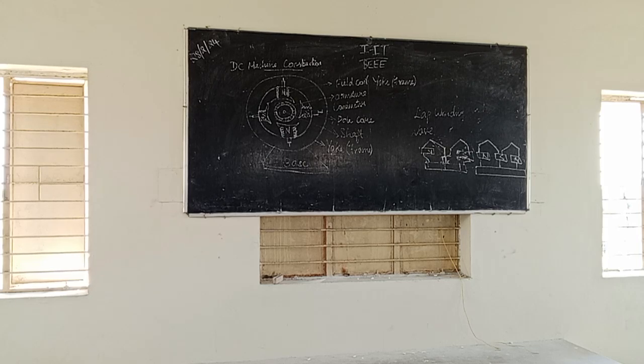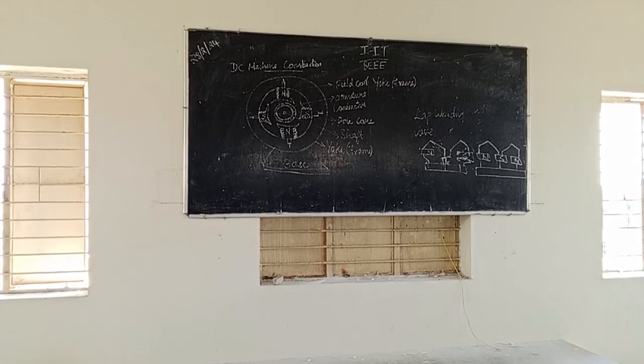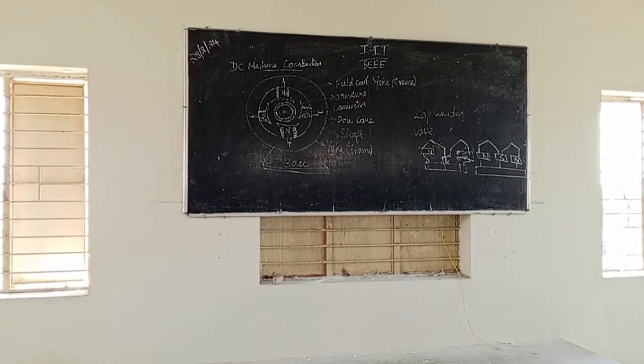And this field winding is fixed to whom? When you see that diagram, the field winding is fixed with the yoke, right? The outer core. So it is fixed with the machine. It is the outer structure, that is the outer yoke of the machine. Next, it has three main parts.